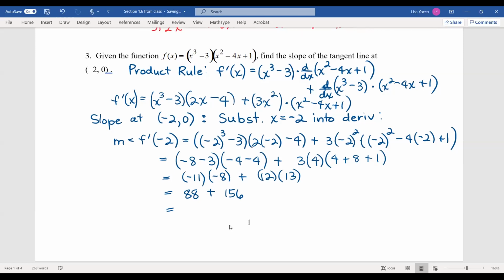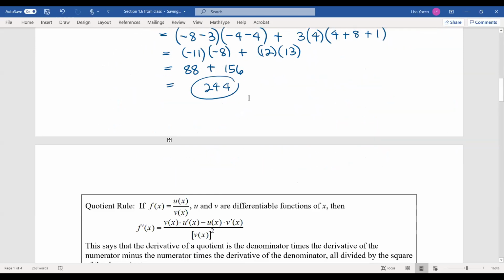88 and 156. 14. I think it's 244 again if I did all my arithmetic. All right. Okay. Oh, okay, so those are some examples of the product rule.